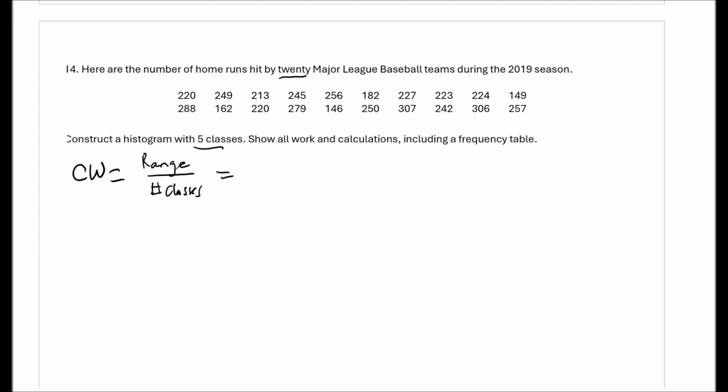Here, 307 appears to be the largest, 307 home runs, and the smallest appears to be 146. So we subtract those and then divide by the number of classes. They said 5 classes. So we get 307 minus 146, which is 161, divided by 5. That's 32.2.